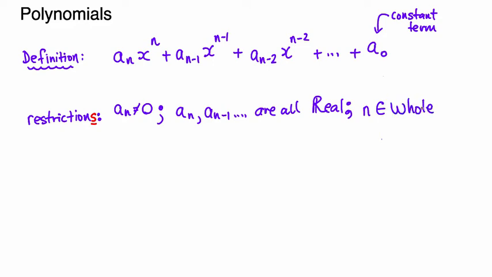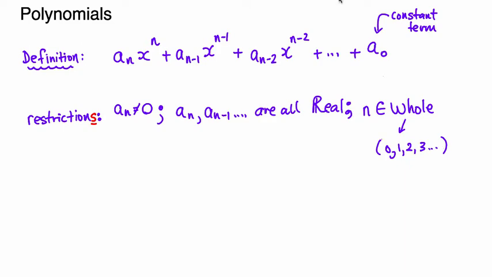So n belongs to the wholes, so you're only going to end up with, again, whole numbers: 0, 1, 2, 3, 4, and on. So you won't end up with any negatives or any decimals or fractions in there. So there's a number of restrictions that define what a polynomial is.